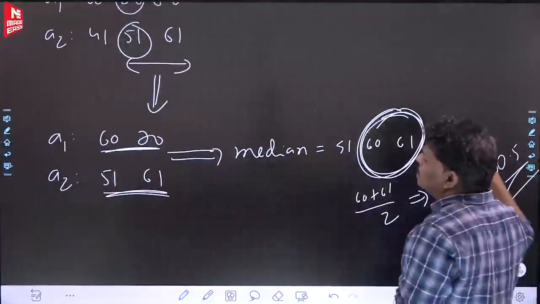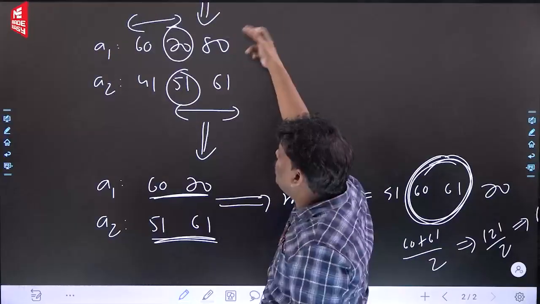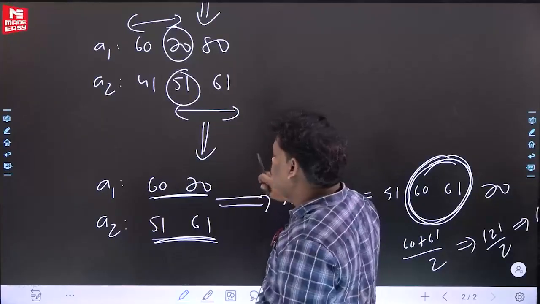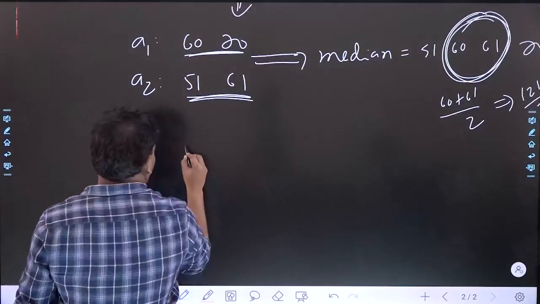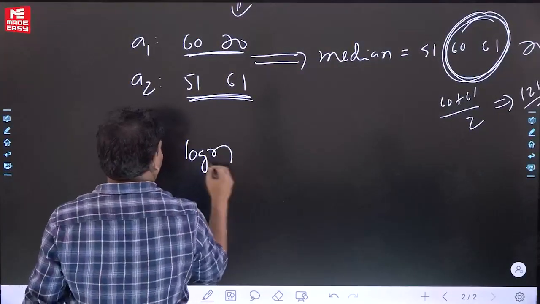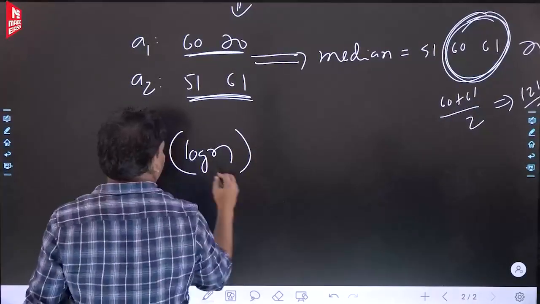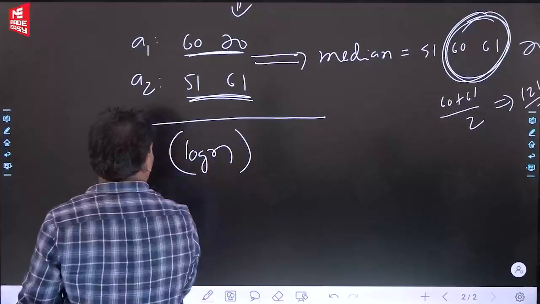Now one more interesting thing. When you see this algorithm, always you are dividing by 2, by 2, by 2, by 2. If you do always by 2, by 2, by 2, what is the answer? Log n, binary search. The time complexity of this second algorithm is order of log n.